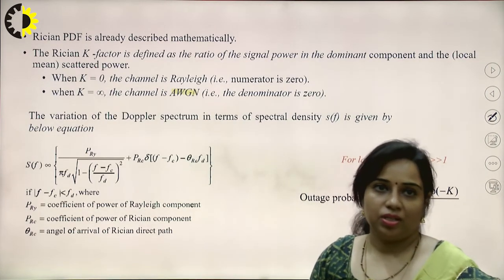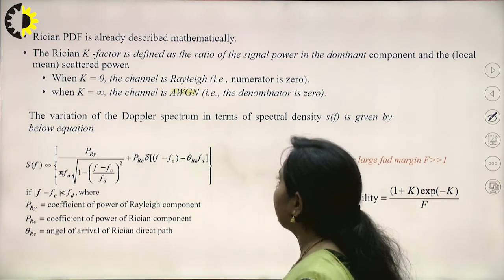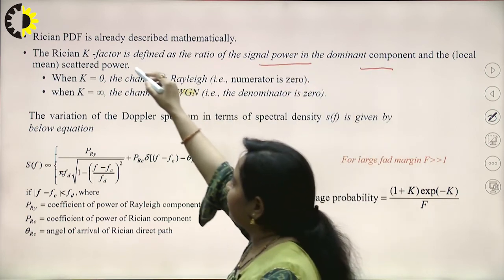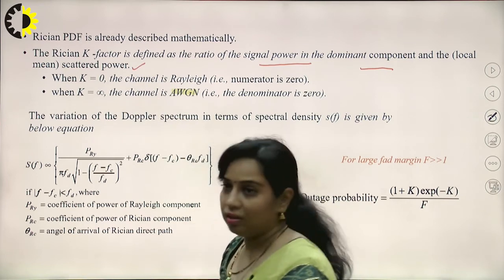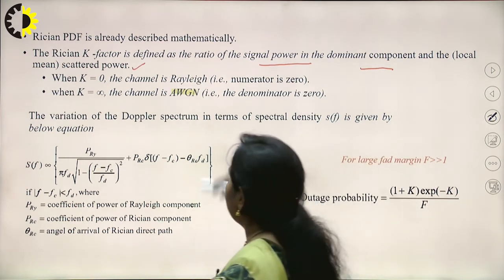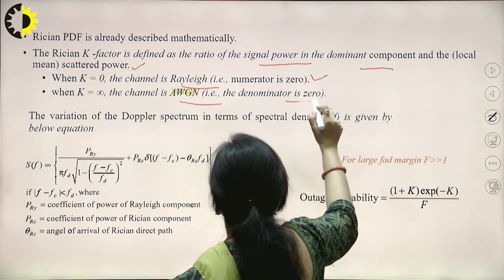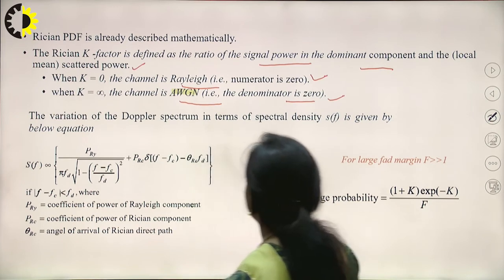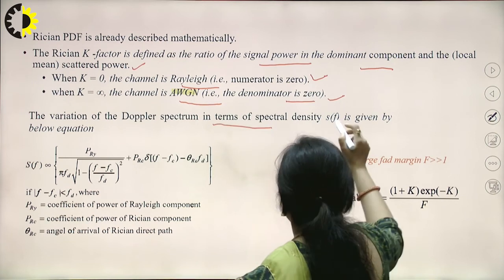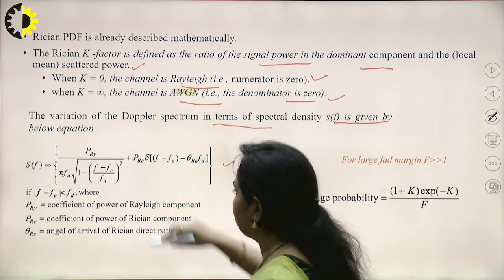Now next, the Rician PDF is already described mathematically in the previous slide. Then the K factor is defined as the ratio of the signal power in the dominant component and the scattered power. K can be 0, or it can be infinity. If it is 0, then the channel is a Rayleigh channel, and if it is infinity, then the channel will be an additive white Gaussian noise channel, which means that the denominator is 0 in that case. The variation of the Doppler spectrum in terms of spectral density S(f) is given by this equation.